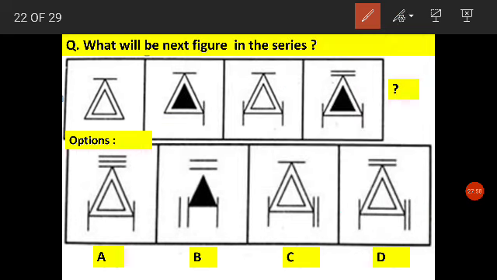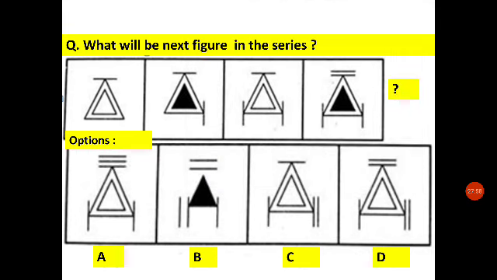It's actually a very simple question. If you just see the number of bars, you can come to the answer. D is the answer.